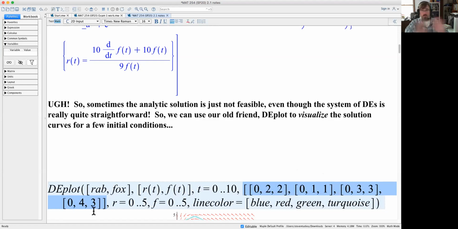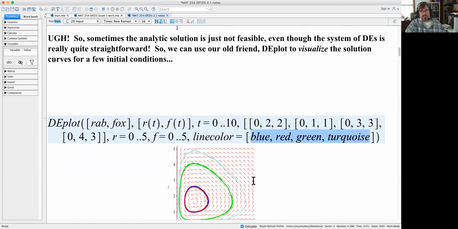And then just like we would have done with a DE plot before, we had to say what's our dependent variable range. But this time, of course, we have 2 dependent variables. And so we get R and F defined over a fixed domain, 0 to 5. I just did 0 to 5, mostly because that seemed to fit these initial conditions. And then, of course, I made the line color be different for each one of them so that we can actually see which one is associated with 0, 2, 2, and so on.